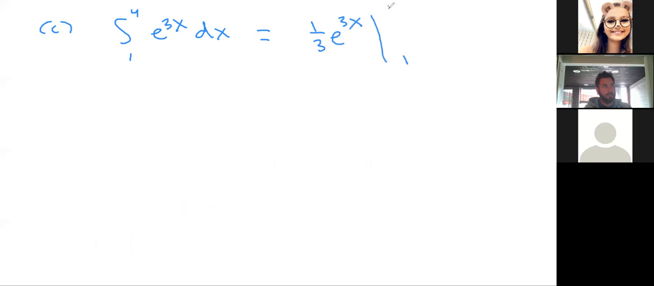So let's say we wanted to integrate from, say, how about 1 to 4 of e to the 3x dx. How's that? Well, what's the antiderivative? The antiderivative is 1/3 e to the 3x. Now you might say, how did I get that? Well, it's the rule. It's what it is.